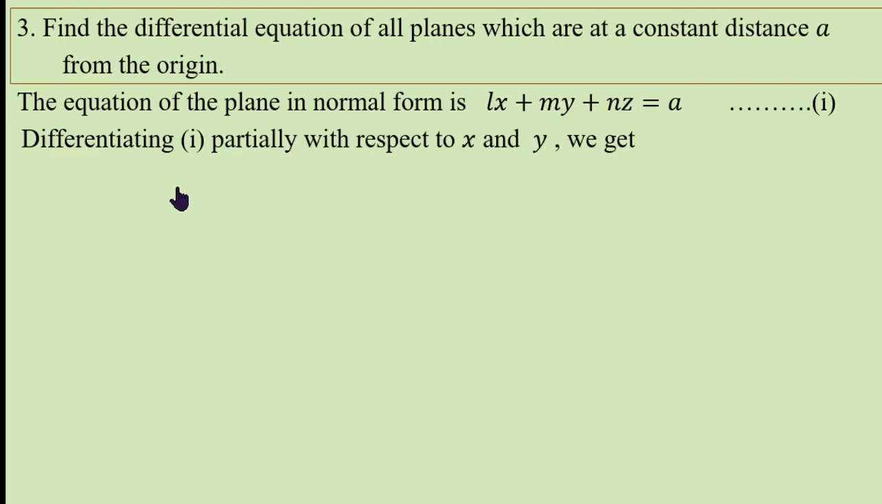Therefore, first you differentiate partially with respect to x and y. l into 1 plus 0 plus n into p equal to 0. Similarly, when you differentiate partially with respect to y, 0 plus m plus n into q equal to 0. So, m plus nq equal to 0. Now, l is minus np, m is minus nq.